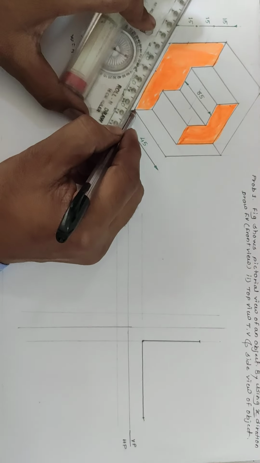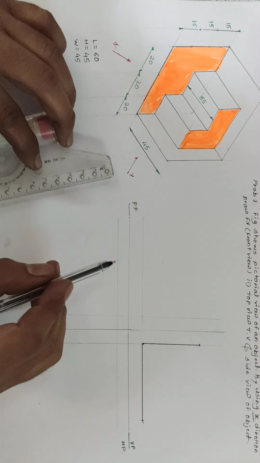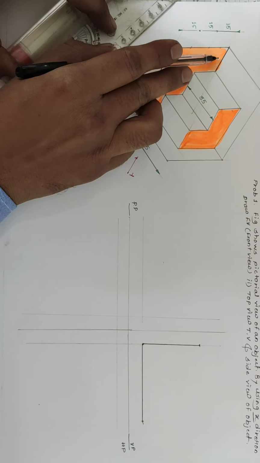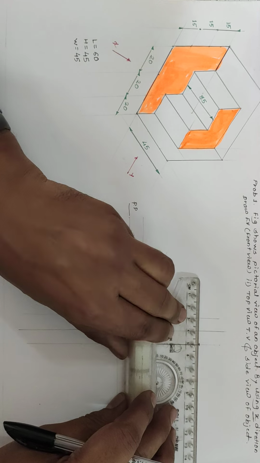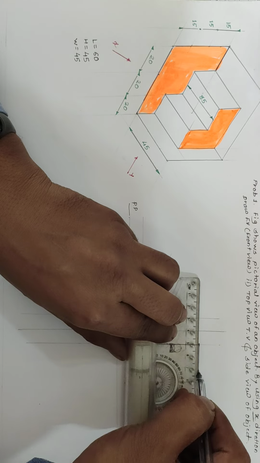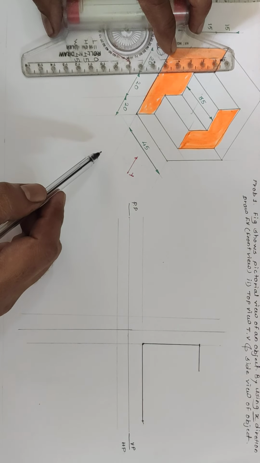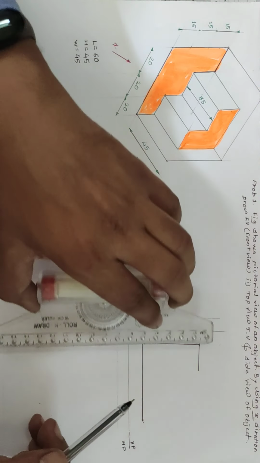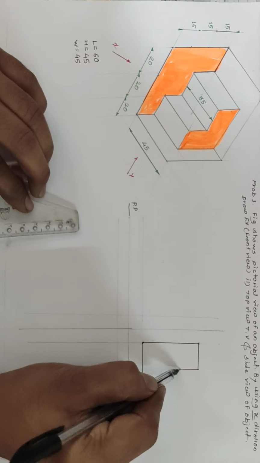Then we completed this horizontal line here and the vertical line here. Then the next horizontal line has a total length of 20 mm. From this point we take exactly 20 mm. Then again we need to draw a vertical line. The height of this vertical line is 15 mm. From this point draw the 15 mm line. Okay, this is the end point.